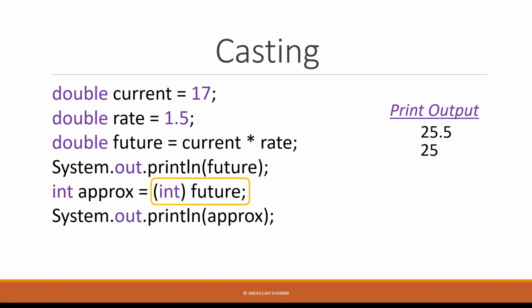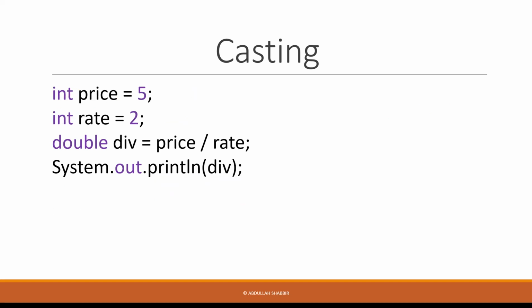This part here is called casting because we basically casted or molded this value of the future variable to become an integer. You can also do the opposite, where you cast an integer to become a double. Imagine we had this division where we are dividing the variables price and rate. They are both declared as integer up here.